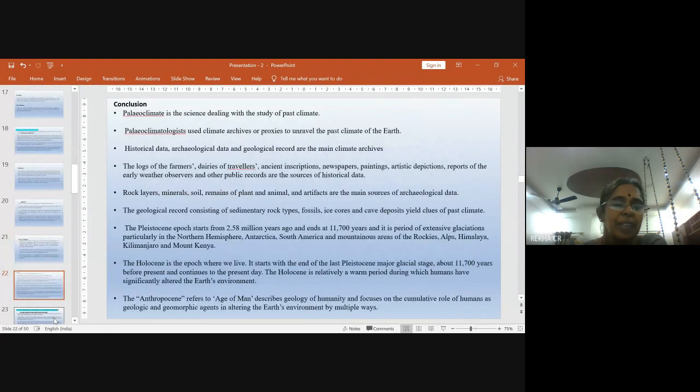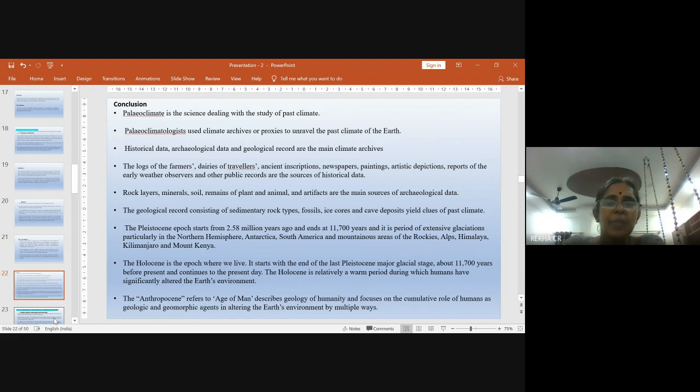So finally, to conclude this unit, paleoclimate is the science dealing with the study of the past climate. Paleoclimatologists use climate archives or proxies to unravel the past climate of the Earth. The main important climate archives are historical data, archaeological data, and geological record.